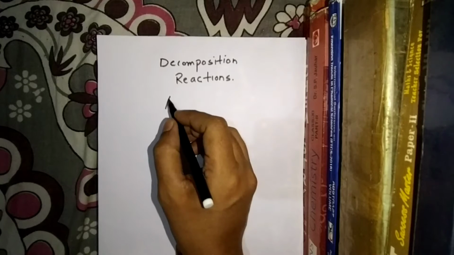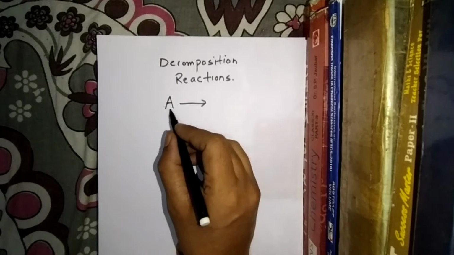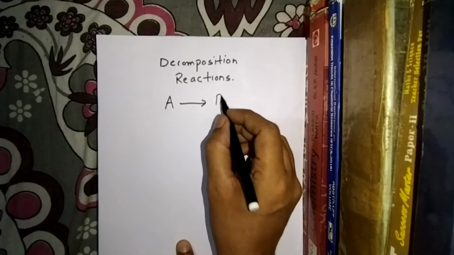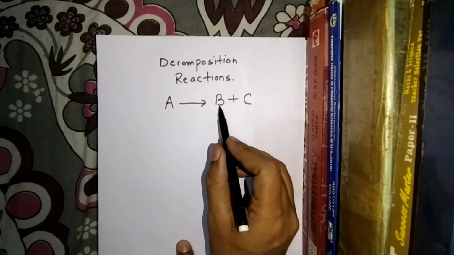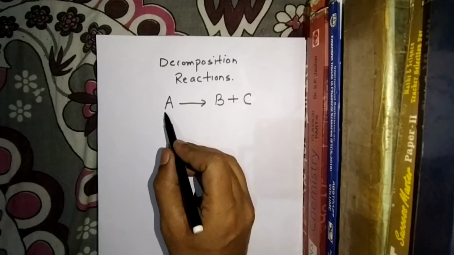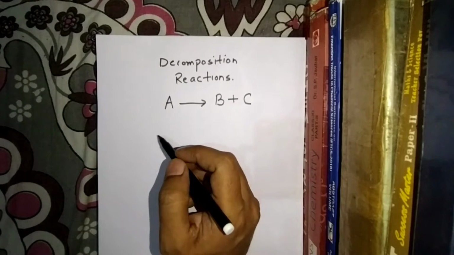Now, decomposition reactions are those reactions in which a compound splits up into two or more simpler substances. For example, we have this compound A. Now this compound splits up into two simpler substances B and C. So this is a general view of a decomposition reaction.